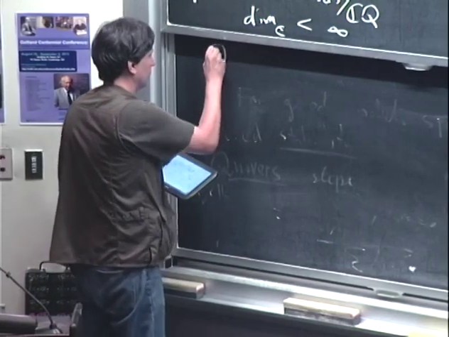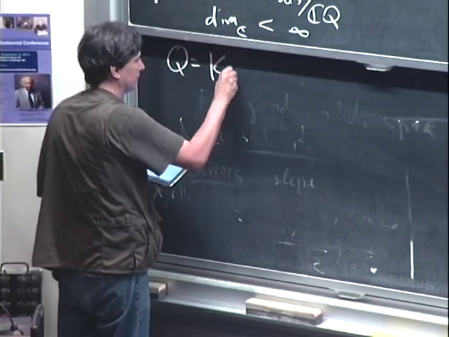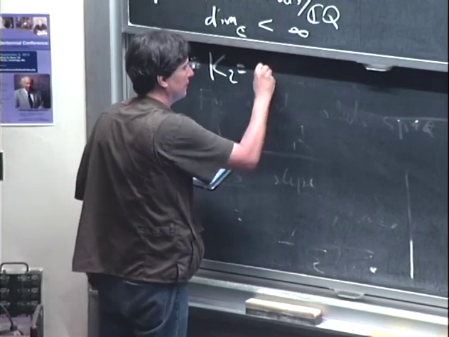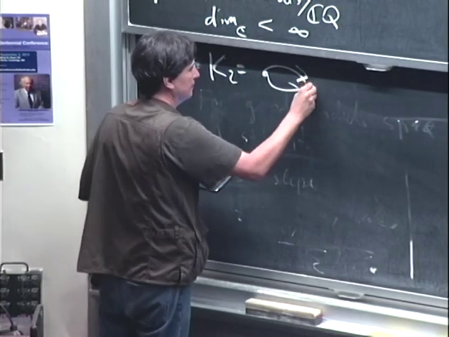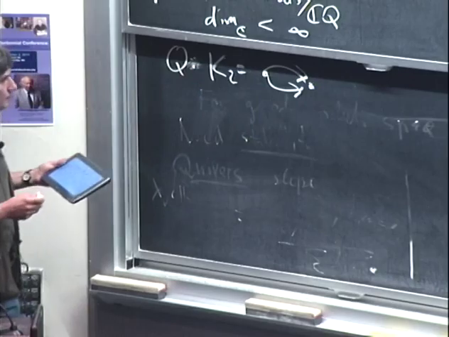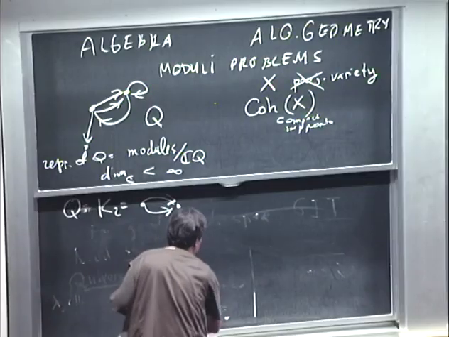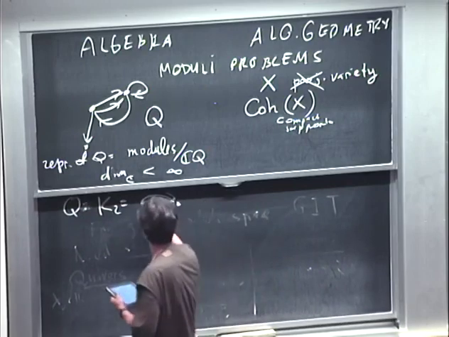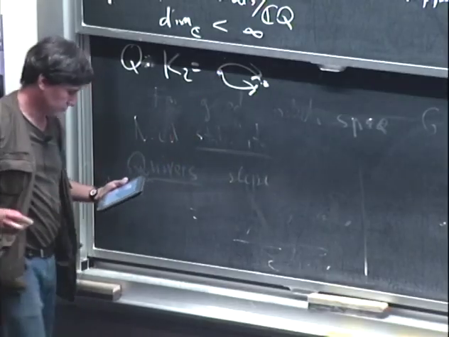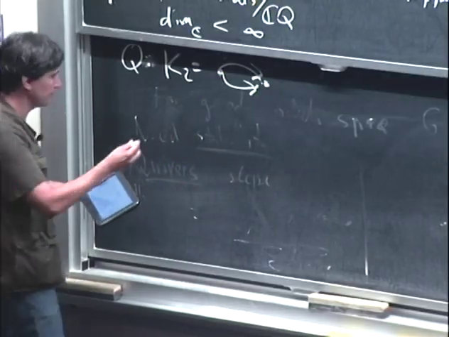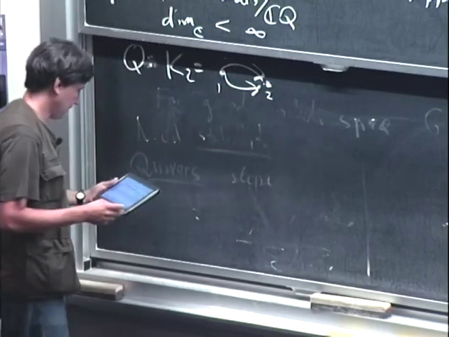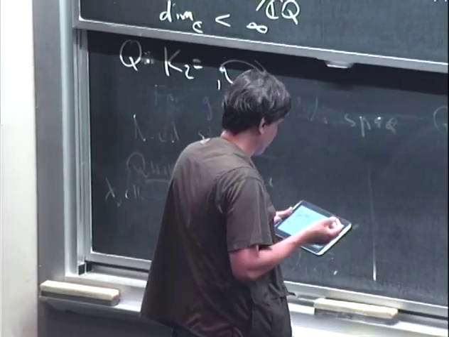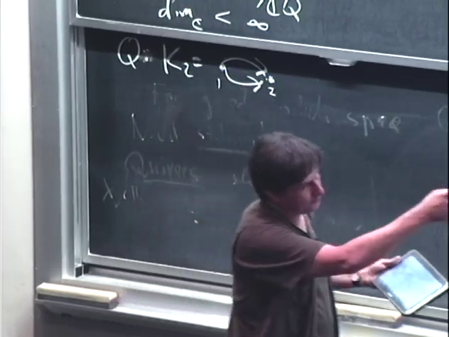Now I'll just go to the most interesting example, the simplest example. Suppose a quiver is the Kronecker quiver: 2 vertices and 2 arrows. So we get 2 vector spaces and 2 linear maps from one to another. And I want to make a list of all stable objects.